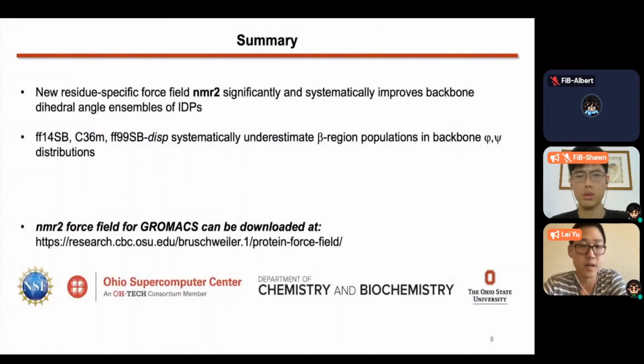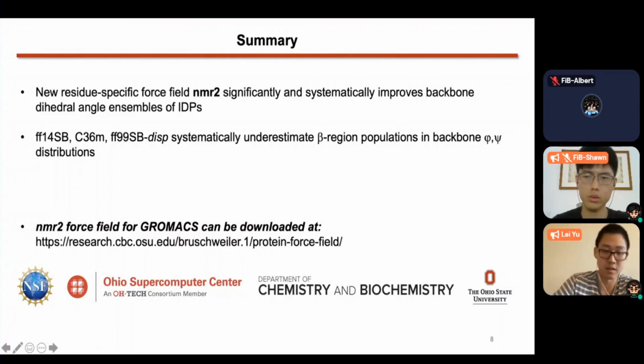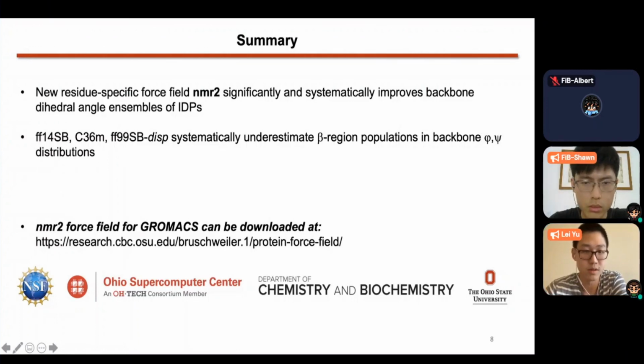So in summary, our new residue-specific force field NMR2 improves backbone dihedral angle ensembles for IDPs, and the Amber 14SB, CHARMM36M, and FF99SB-disp force fields systematically underestimate the beta region population in the phi-psi distribution. If you're interested in this force field, it can be downloaded from our group website. All the simulations were performed at the Ohio Supercomputer Center.